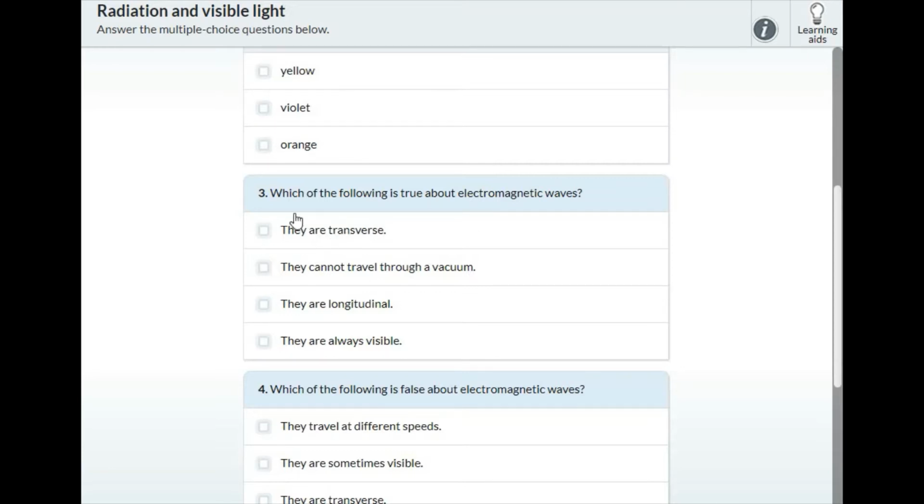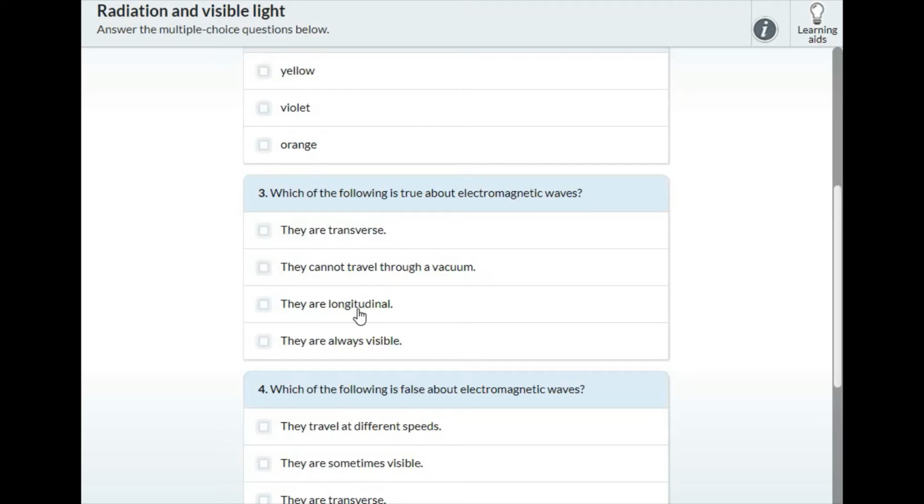And then question 3, which of the following is true about electromagnetic waves? Okay, they are transverse, that is correct. Electromagnetic waves are transverse waves. That means that the direction of the wave is perpendicular to the oscillation causing the wave. And then what's this one? Let's rubbish these ones. They cannot travel through a vacuum. Totally incorrect. How would we receive light and heat from the sun if the electromagnetic waves from the sun couldn't travel through a vacuum?